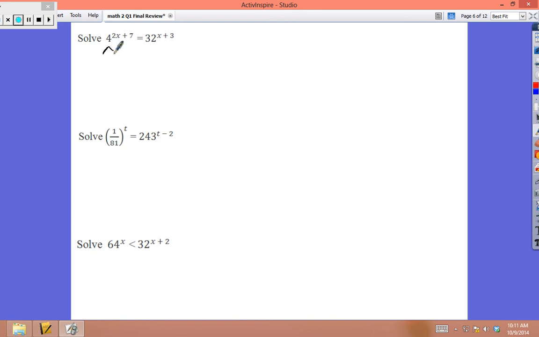So let's change this base from a 4. If we break it down, that's going to be 2 squared, and the same with 32. 32 is 4 times 8. 4 is a 2 times 2. 8 is 2 times 2 times 2. So I can swap out my 4 for 2 squared. And I can swap out my 32 for 2 to the 5th.